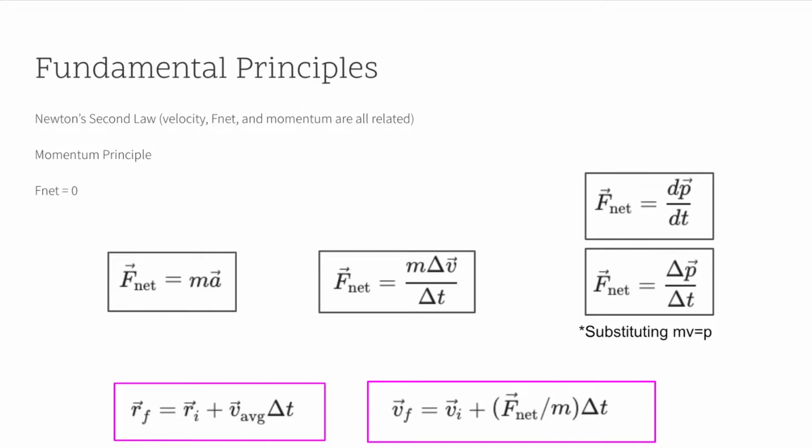So here are some fundamental principles. We are able to convert Newton's second law into the momentum principle by substituting in momentum for mass times the change in velocity. And from the second formula here, we are able to derive that velocity update formula by separating the delta V and solving for VF. And we also have our updated position formula.